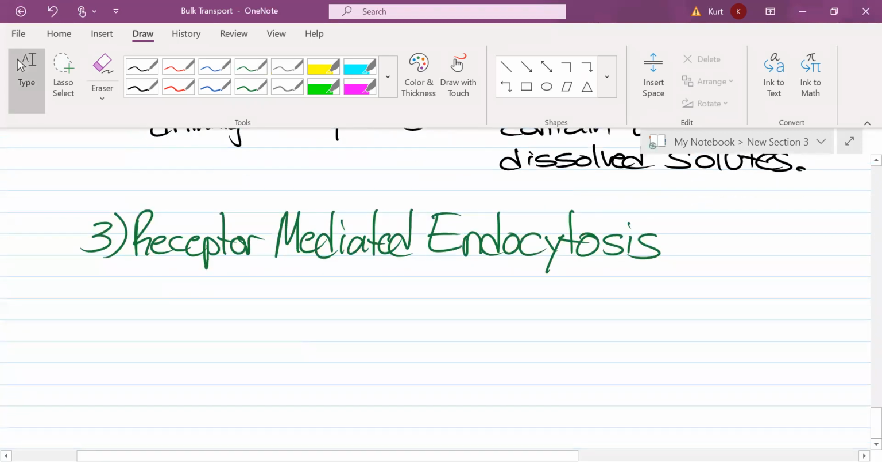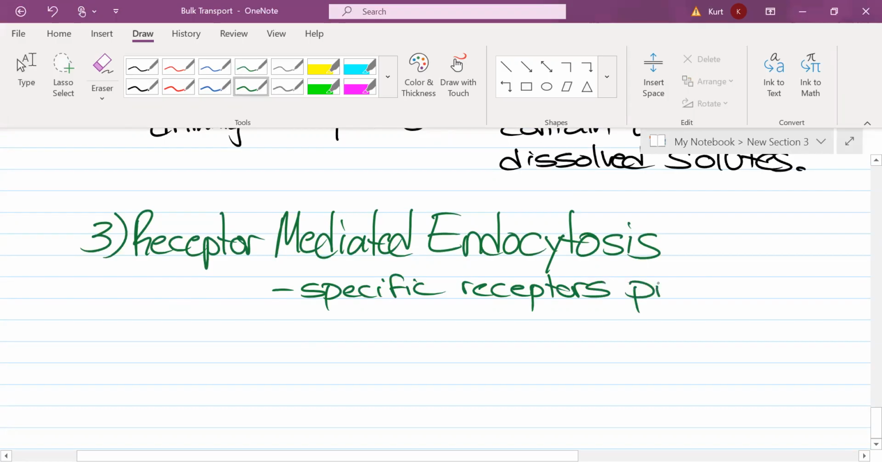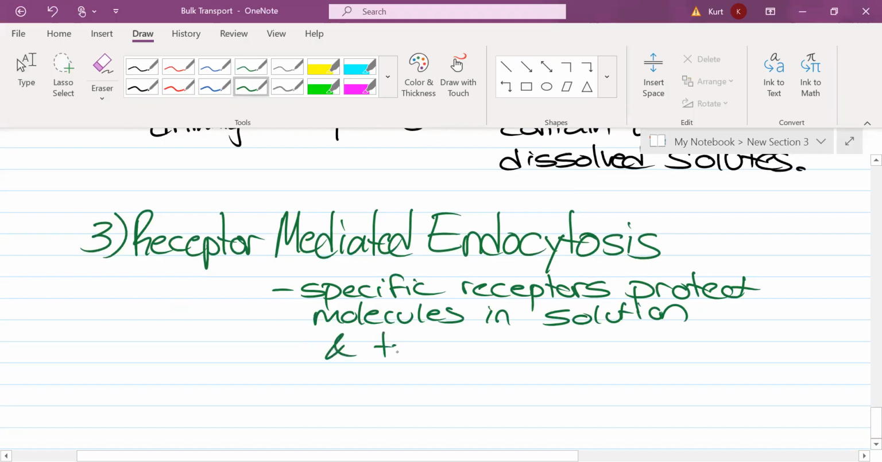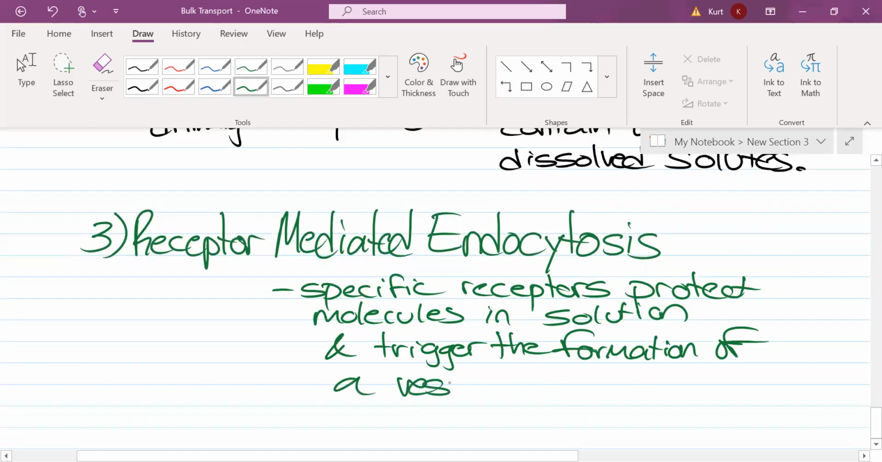So in receptor-mediated endocytosis, you have specific receptors that detect molecules in solution and trigger the formation of a vesicle.